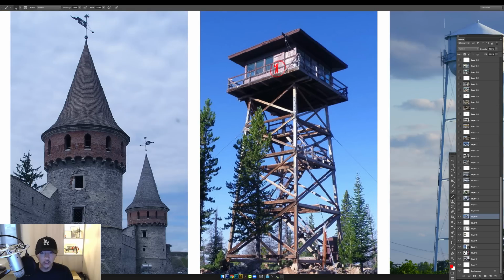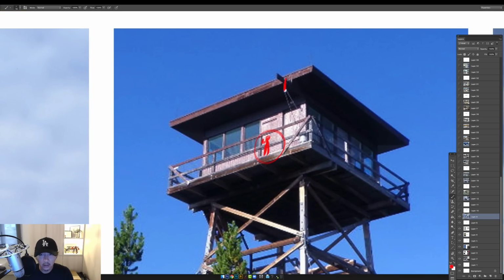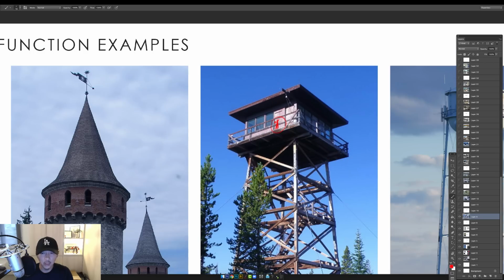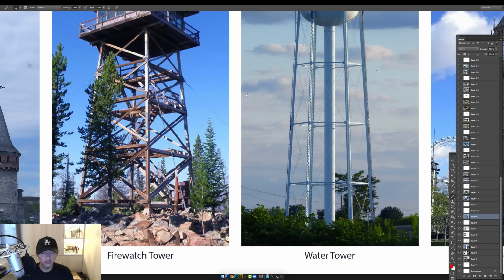So fire towers are generally built on top of mountains, and they're built with huge windows all around so they can see forest fires, and that's the purpose of that. And notice this little wind thing here. These are all function, right? That's to determine the airflow, and they usually have some radio stuff on top as well, right? So that is a watchtower, a fire watchtower.